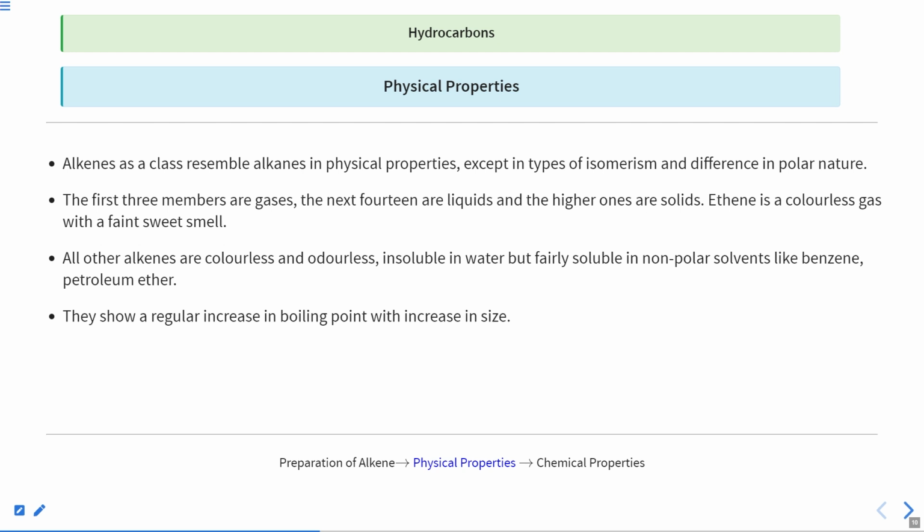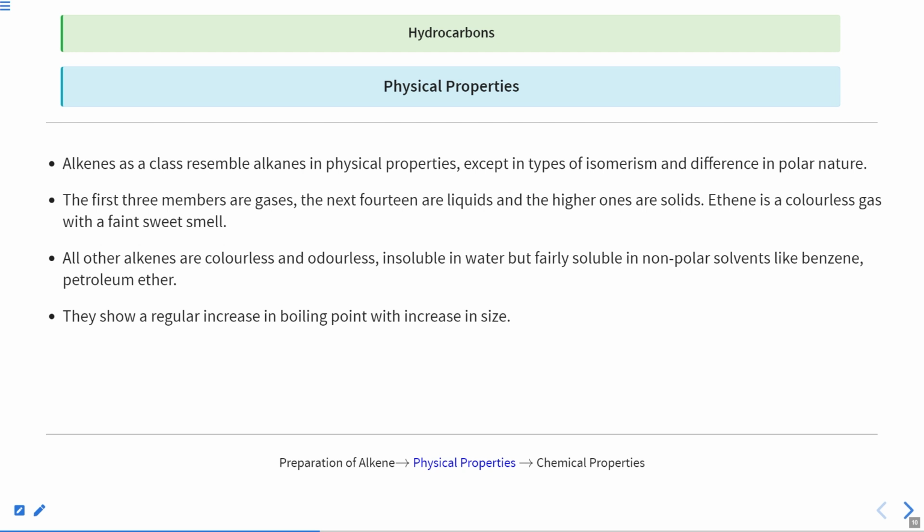Now they show a regular increase in boiling point with increase in size. This is a very, very important point: if you increase the size of the molecule, or the molecular mass of the molecule, then you are increasing the van der Waals force.